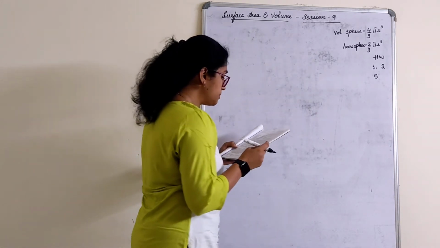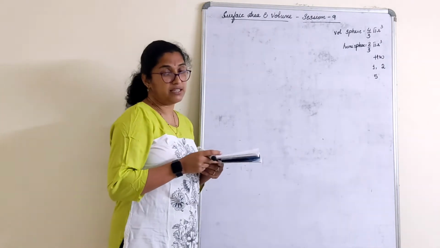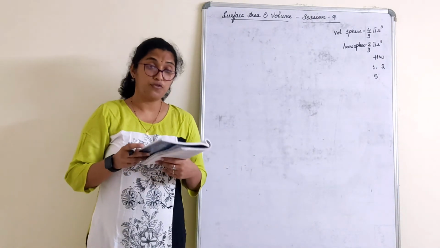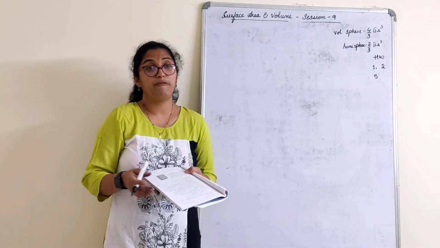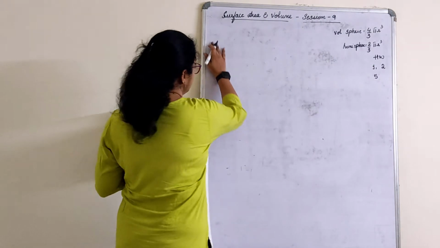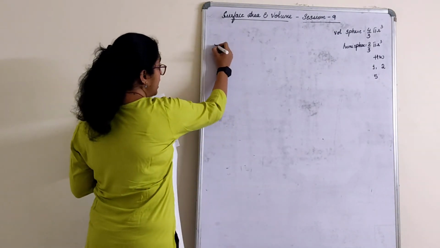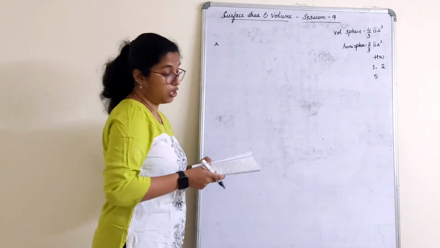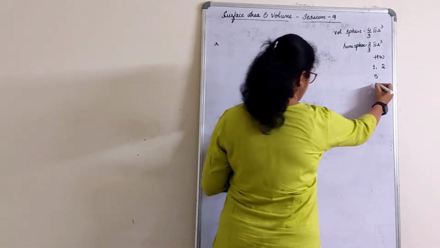Find the volume of the sphere whose surface area is given, children. That means surface area of a sphere is given. Sphere will have both CSA and TSA. Using surface area, using TSA, you will find R. Using that R, you will find the volume. Take down 7 for homework.